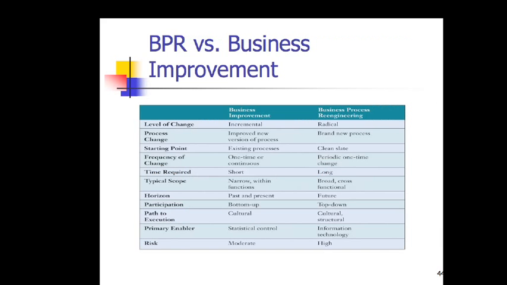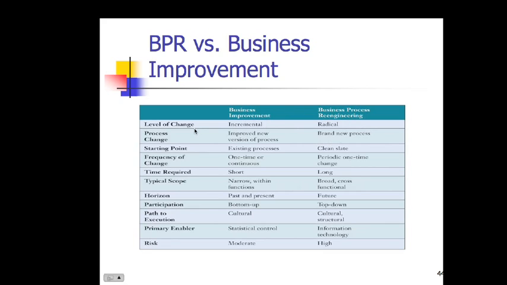So, all right. Business process reengineering versus business improvement. There's actually a distinction between the two. There are two columns here. Hopefully, it came out pretty clear on that projector system. In one column we have business improvement. In the other column we have business process reengineering.